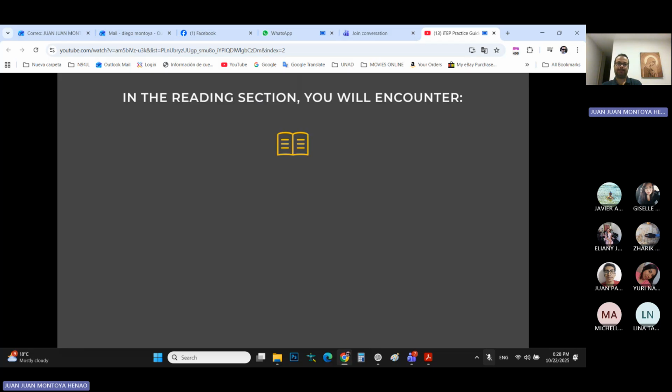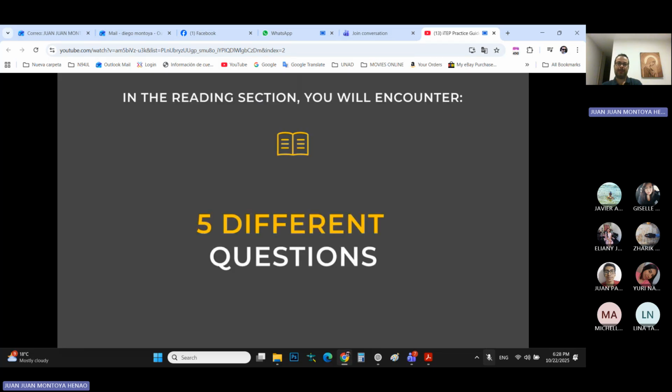In the reading section, you will encounter 5 different types of questions. 1, main idea. 2, catching details. 3, vocabulary. 4, synthesis. And 5, sequencing.